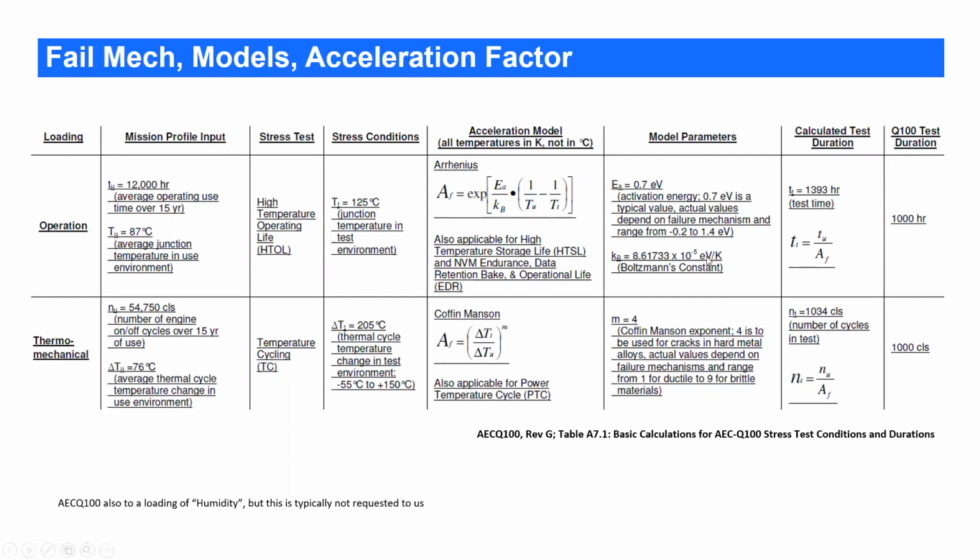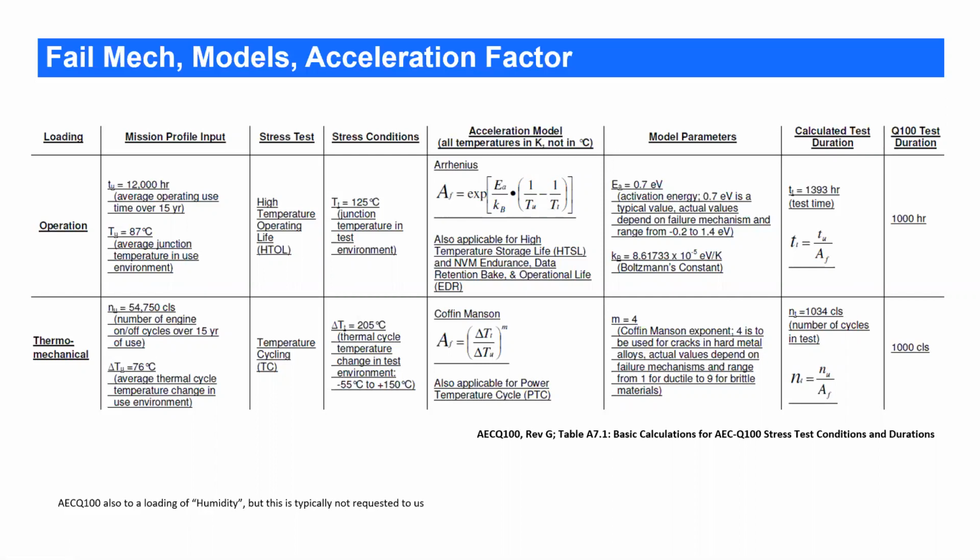Down here is the Boltzmann constant. And then you need to enter your use temperature down here and your test temperature down here. And what you get with this formula is the acceleration factor. That means how many hours in stress test conditions will be equal to the time in the field.